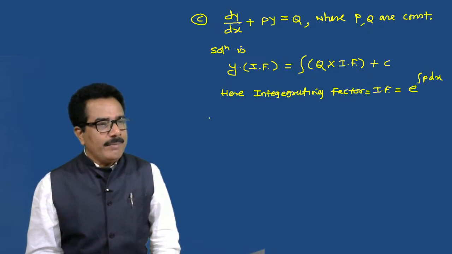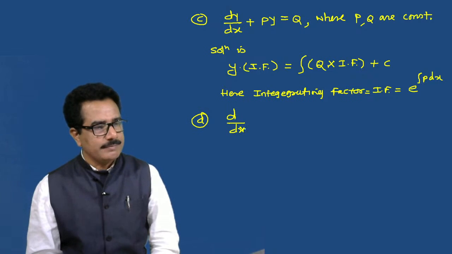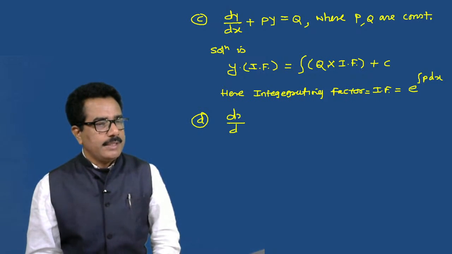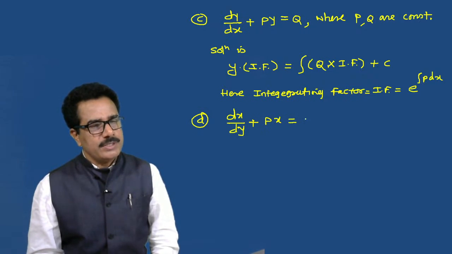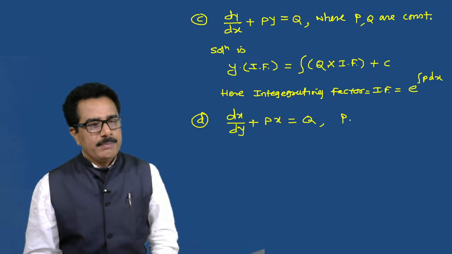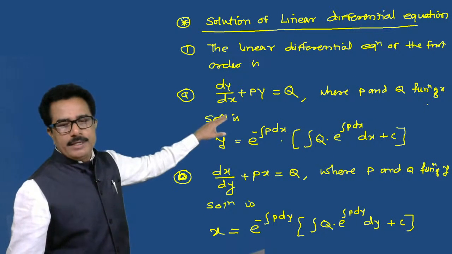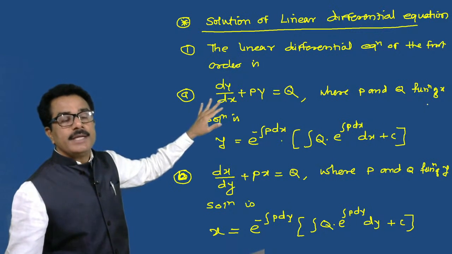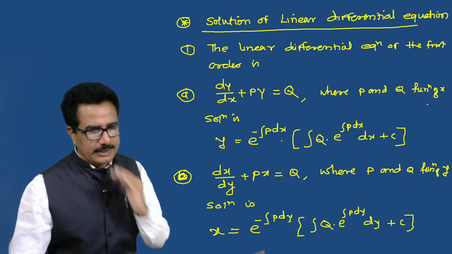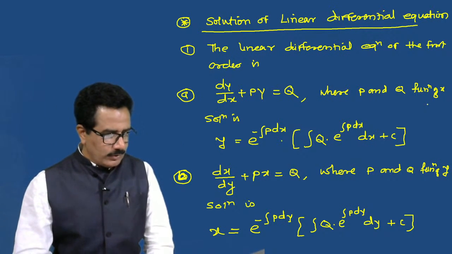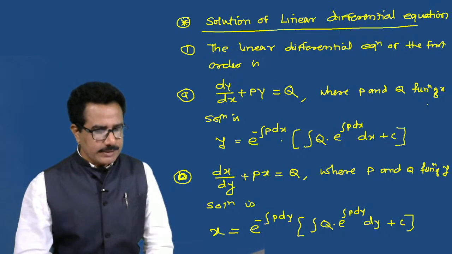We can write the same form in another way: dy by dx, sorry, we can write it in the form of dx by dy plus px, which is equals to q, where p and q are constants. Look, the integration here, e raised to integration of P dy, we also call it the integrating factor. We can write it this way too.